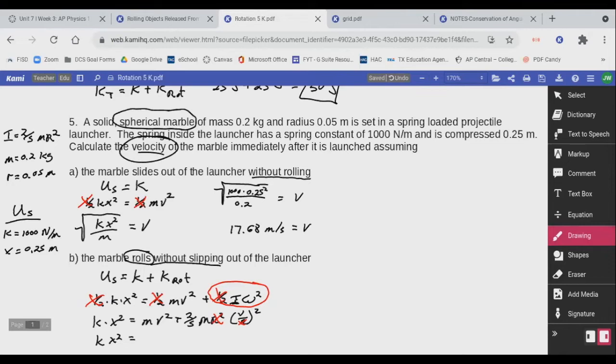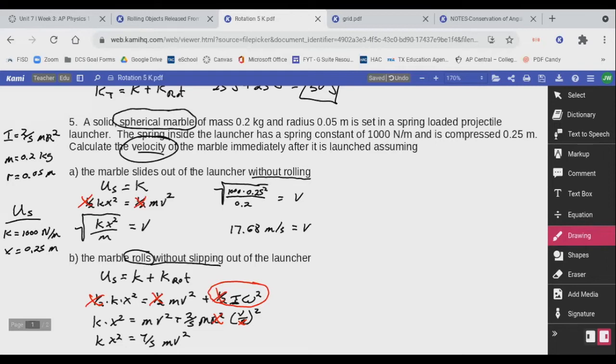That should add up to be 7/5 mv squared. Right, because they've got the same variables, 1 mv squared plus 2/5 mv squared. Now that I have 7/5, I want to get the velocity by itself. So if I take the reciprocal of the 7/5 and do 5/7, multiply that on both sides, and then divide by m, that would get me there.